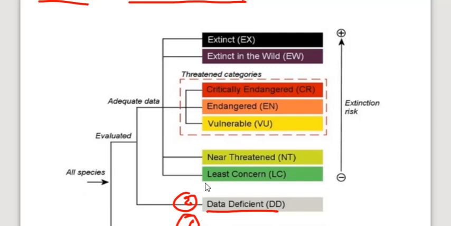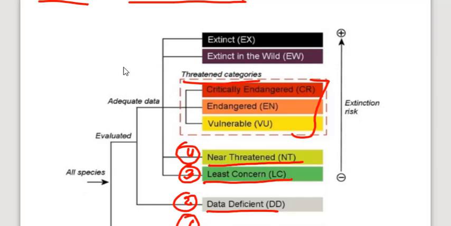Next is least concern, near threatened. Third is least concern, and fourth is near threatened. Actually, you need to remember these three specifically, like the threatened categories. This question can be asked: which of the following categories comes under the threatened category?